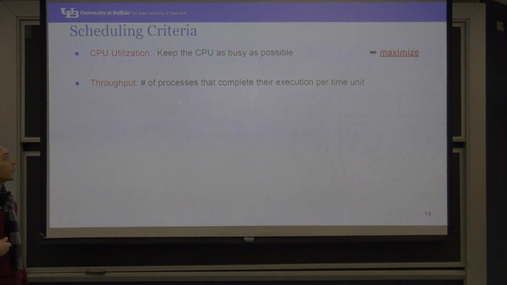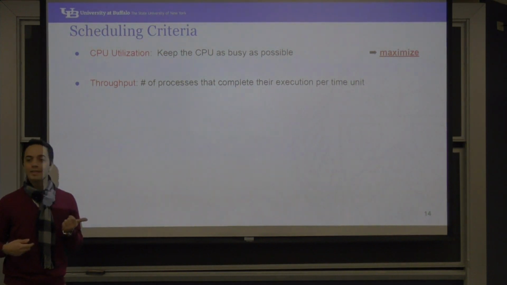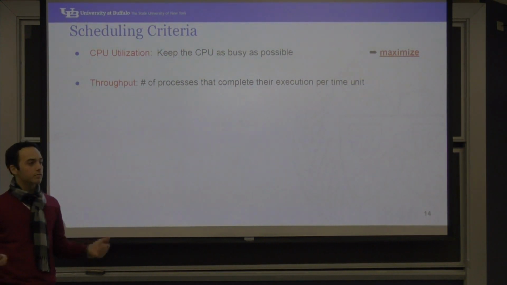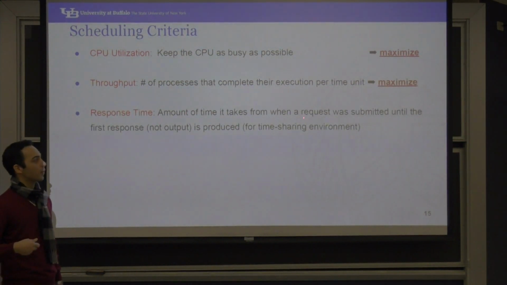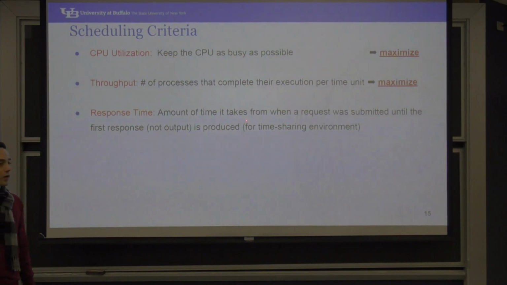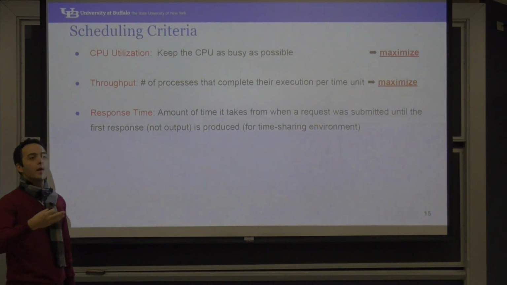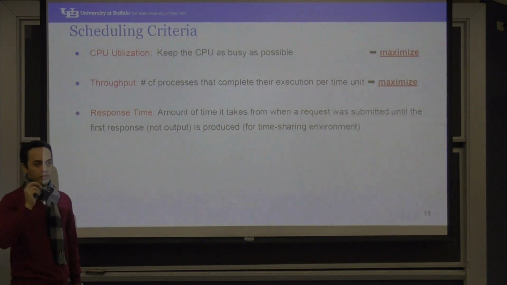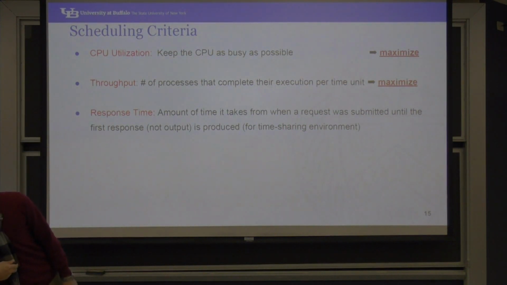What about throughput? Throughput is the number of processes that complete their execution per time unit. You want to increase it or decrease it? Increase, obviously. Now response time is the amount of time it takes from when a request was submitted until the first response, not the output, but the first response. Basically, when a new process becomes ready, it's the amount of time between that arrival until it gets the CPU for the first time. So what do you want to do with this? Less time. You want to decrease it.